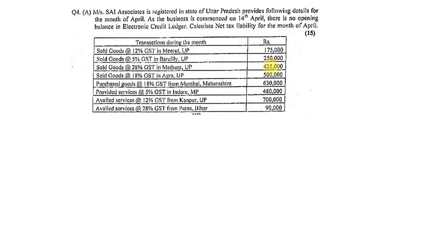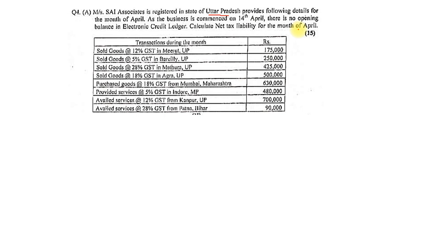Okay, Sai Associate is registered in the state of Uttar Pradesh. So I'll just underline that. Provide the following details for the month of April. As the business commenced on 14th April, there is no opening balance of electronic credit ledger. Remember, wherever the opening balance of electronic credit ledger statement is given, it will always be a calculation of payment of GST topic, where the sum will be divided basically into 3 or maximum 4 parts.